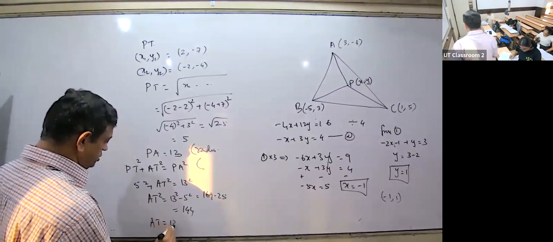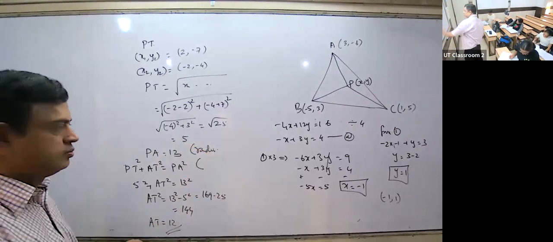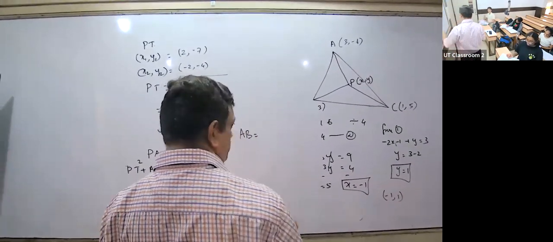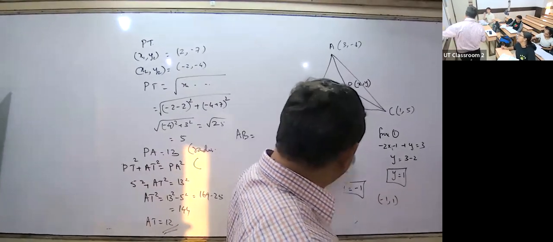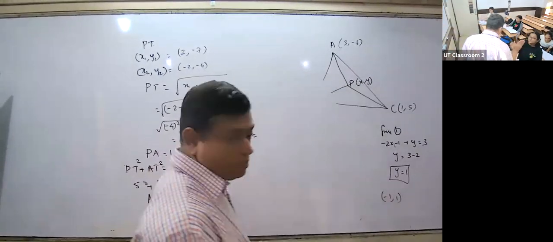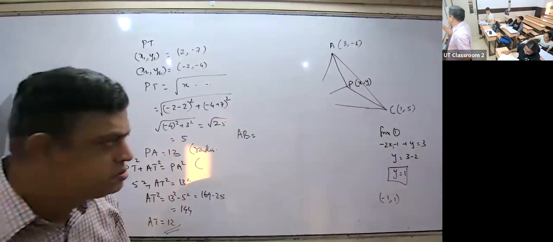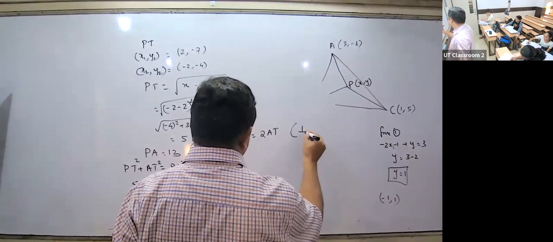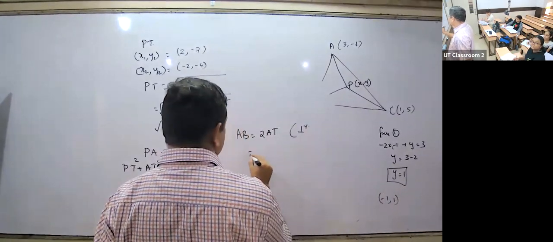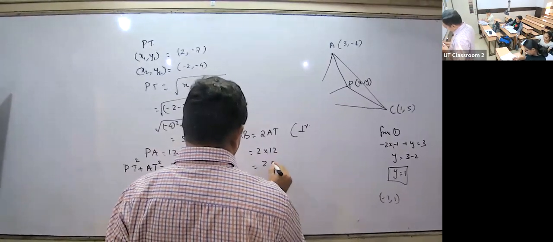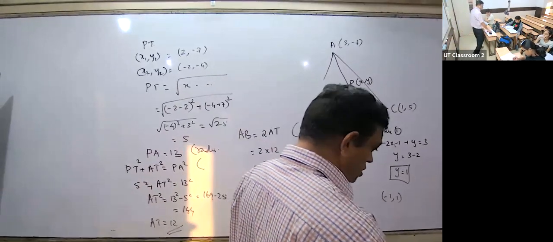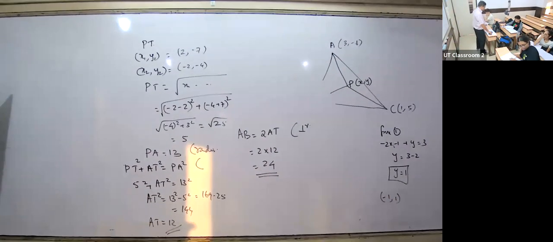Then, what do you have to find out now? AB. How do you find out AB? It will be same. AB is 2 times AT, 2 times 12. AB is 24. Reason: perpendicular from center bisects the chord. Carefully do it, okay? Okay, all of you done?